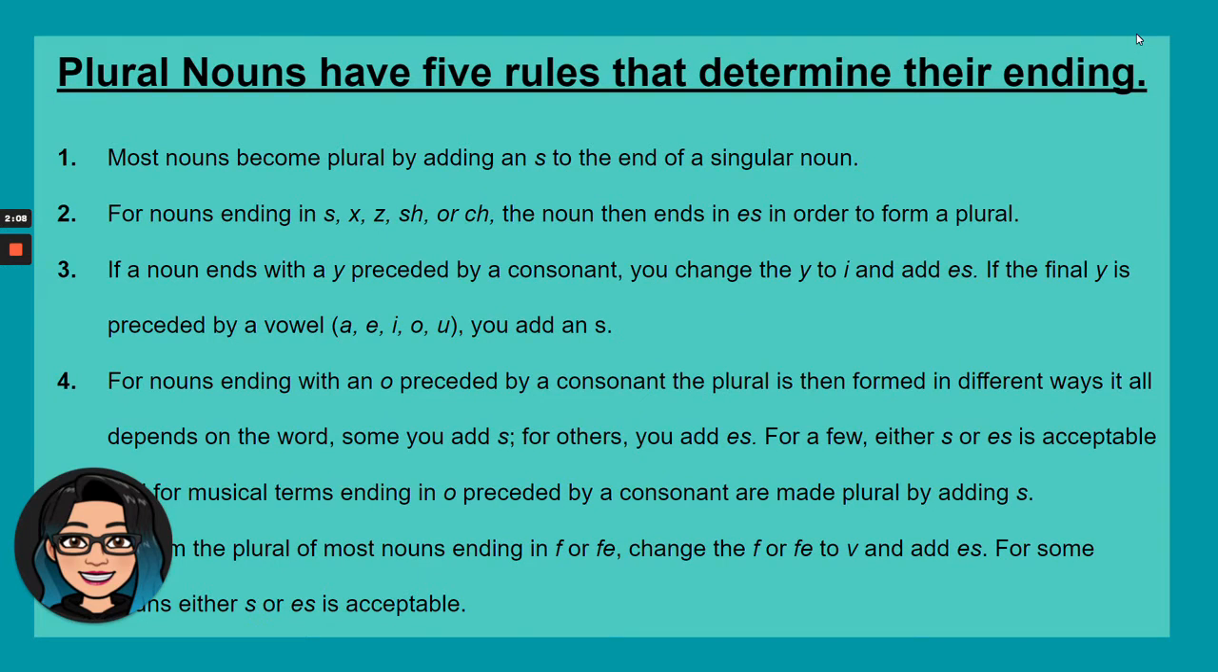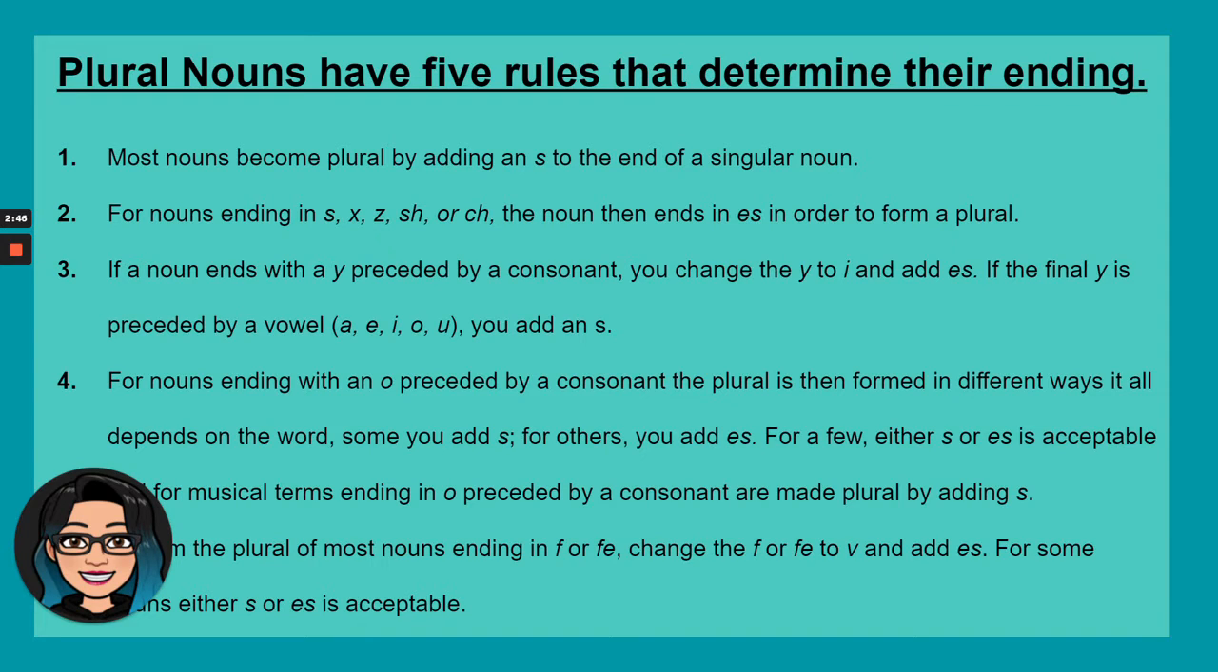Okay, so those rules that I was talking about earlier. For plural nouns, there are 5 rules that determine their ending. So number 1, most nouns become plural by adding an S to the end of a singular noun. Simple. Number 2, for nouns ending in S, X, Z, SH, or CH, the noun then ends in ES in order to form a plural.